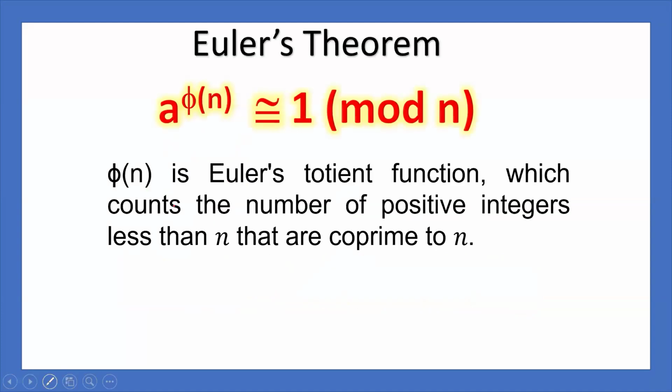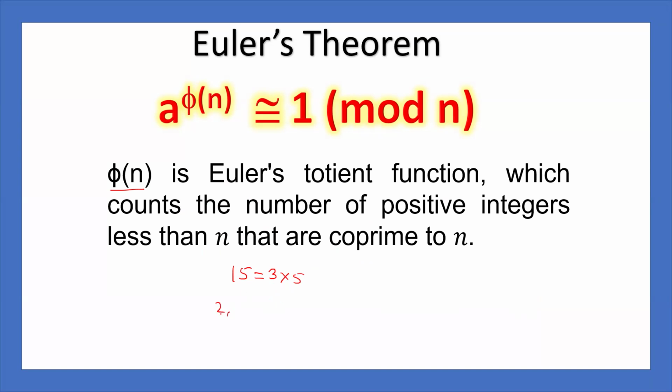First of all, let us try to understand what phi(n) is. Phi(n) is known as Euler's totient function. It gives the number of positive integers less than n that are co-prime to n. For example, if I take 15, it can be written as 3 into 5, so any number which is not divisible by 3 or 5 is co-prime to it.